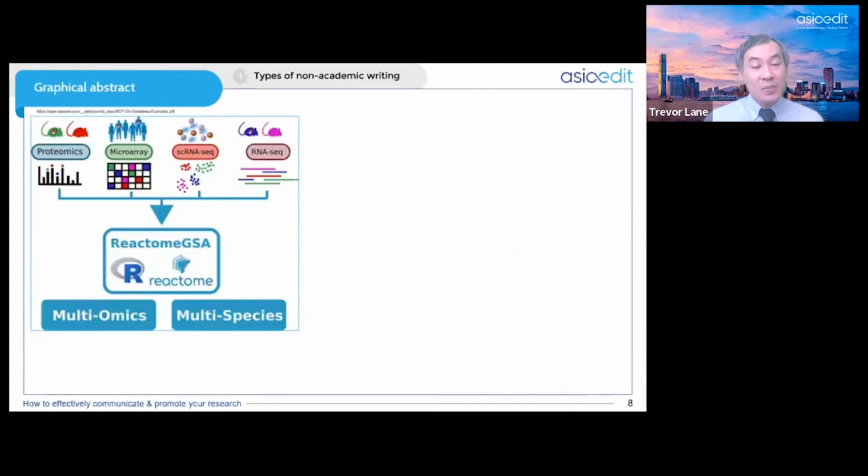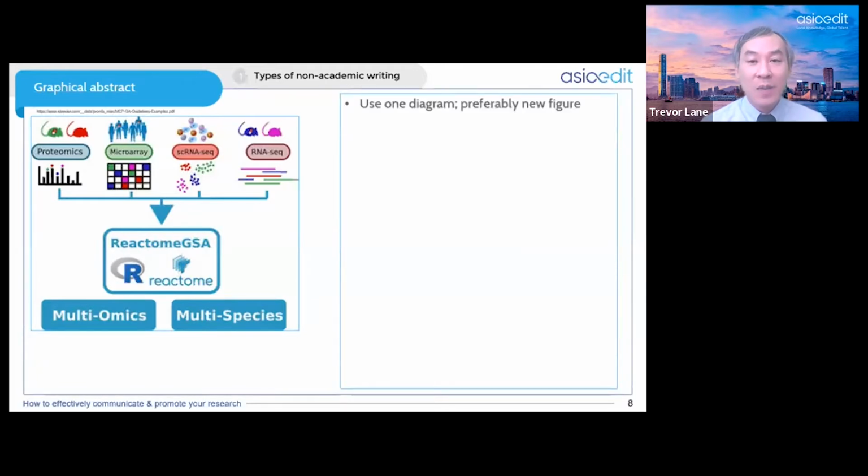You might be asked to supply a graphical abstract. This is another form to simplify the work. Again, it's mainly for readers, but if you design the artwork carefully, then it could be for the general public too. This isn't really a figure from the paper. It's a modified story like an infographic or comic. So use one diagram, preferably a new figure, designed well.